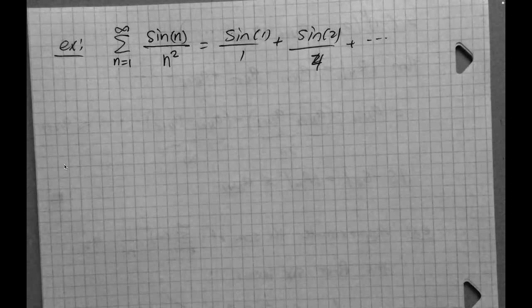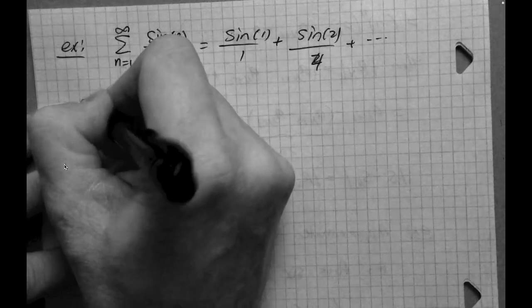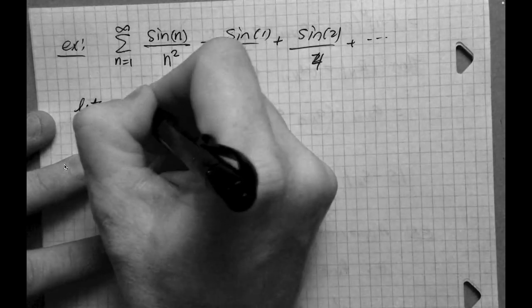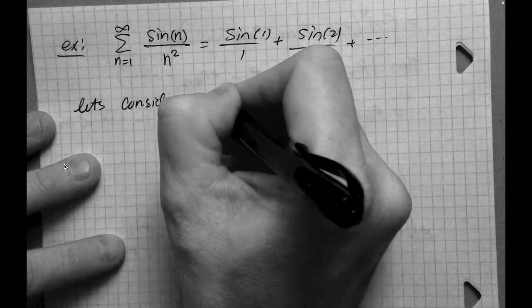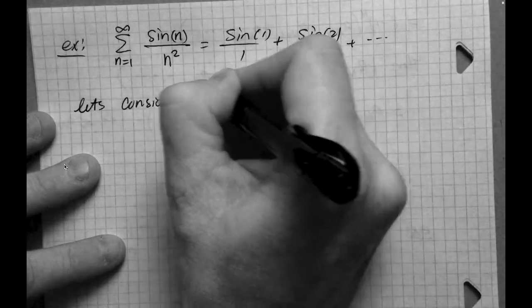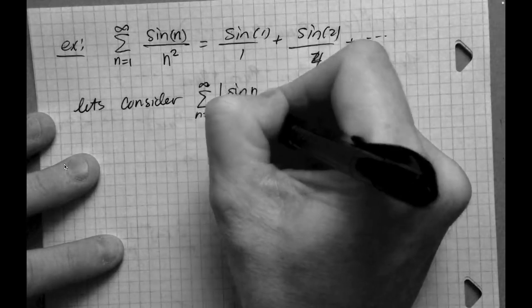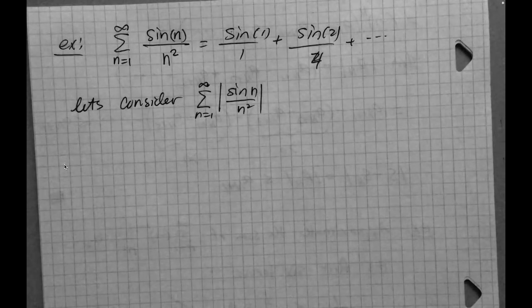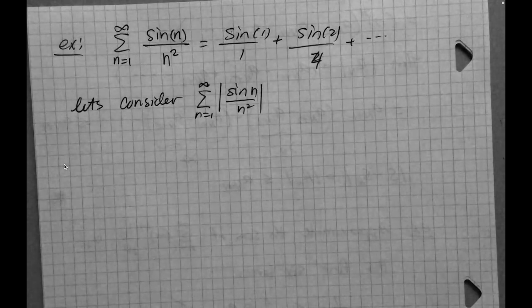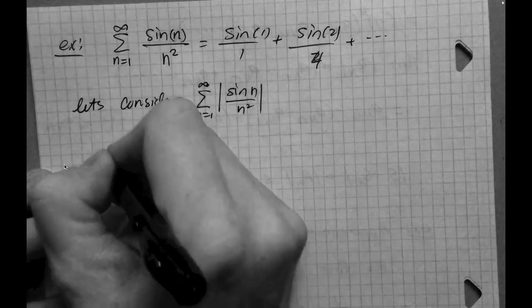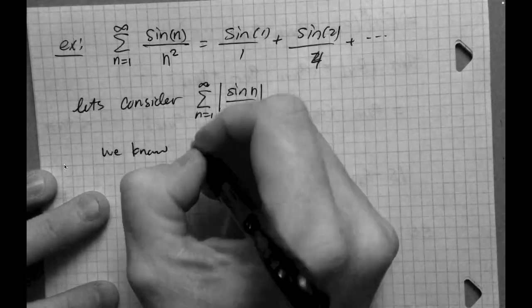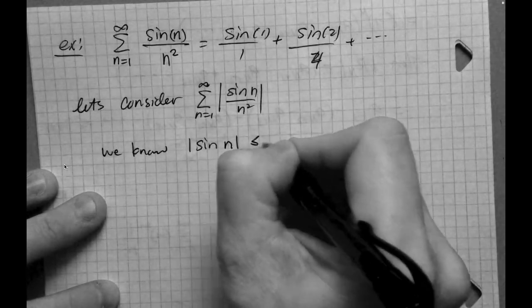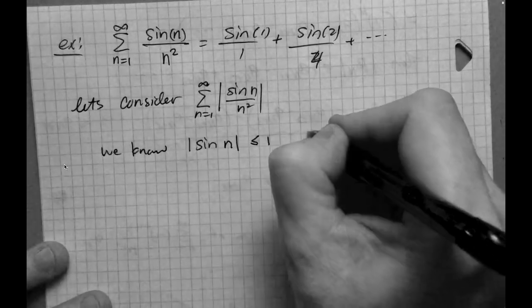So to figure out whether this converges or not, let's consider the absolute value of the series. We'll use a direct comparison argument for this series. We know that the absolute value of the sine of n is going to be less than or equal to 1, for all n.